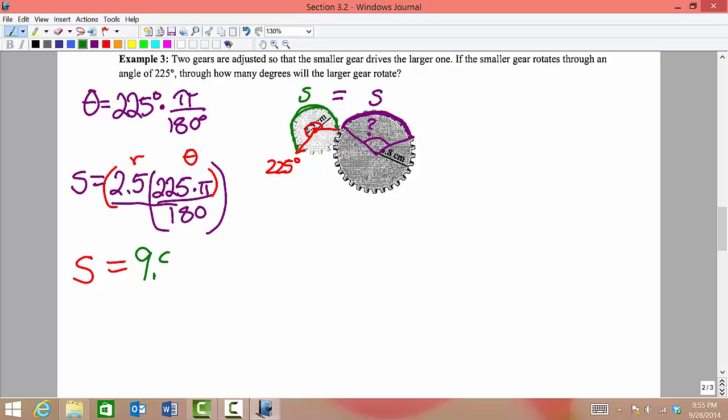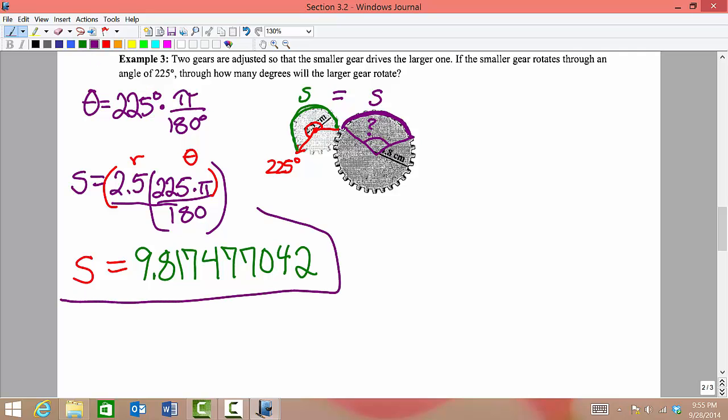approximately, and I'm going to use as many decimal places here as I can. And I'm going to leave that in my calculator so that I get the most accurate answer possible. So I don't want to round until the very end. So this is all the information we have for our smaller gear.